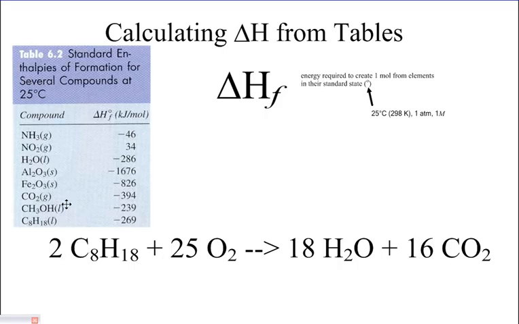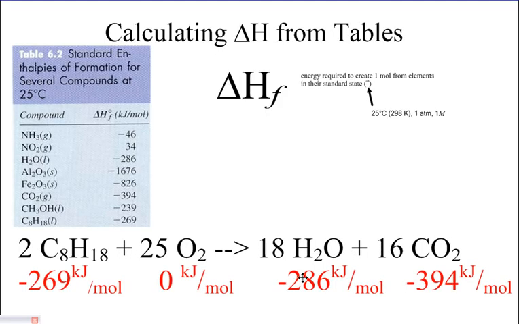Alright. Now, given these tables, we can determine how much energy goes into forming each one of these reactants and each one of these products. So let's put that in underneath here. Alright. So for every 1 mole of octane that's formed, it requires 269 kilojoules. Alright, so with these values, we can figure out how many kilojoules would go into the formation of, say, 18 moles of water or 2 moles of octane.